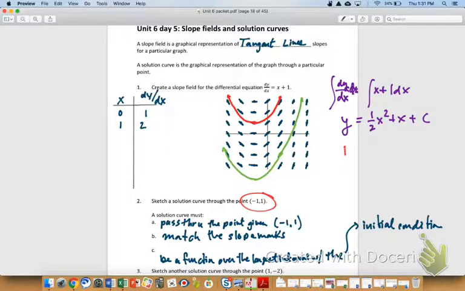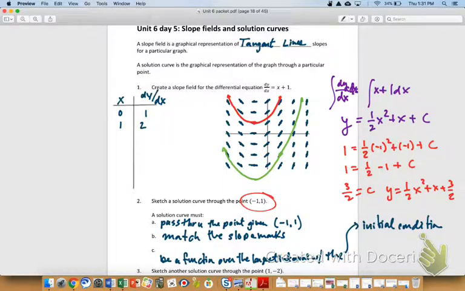It'd be 1 = 1/2 times -1 squared plus -1 plus c. So this would be 1 = 1/2 minus 1 plus c. So let's see here. That's -1/2. If I add that over, I get, what, 3/2 equals c? So my actual red curve would be y = 1/2 x squared plus x plus 3 over 2. Just like Merrick said, it's a parabola. Okay?